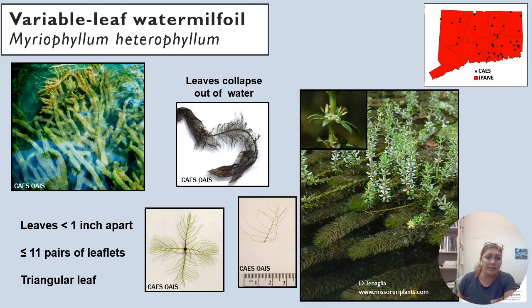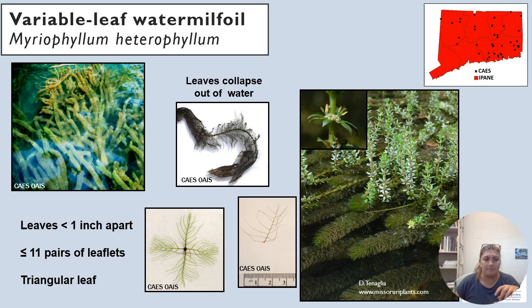Then we have variable leaf watermilfoil, Myriophyllum heterophyllum. We find this plant pretty frequently. It's very robust, very thick. It kind of looks like octopus tentacles to me under the water. When you take it out of the water, the leaves collapse.